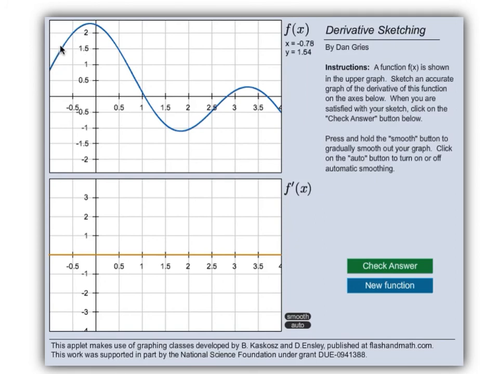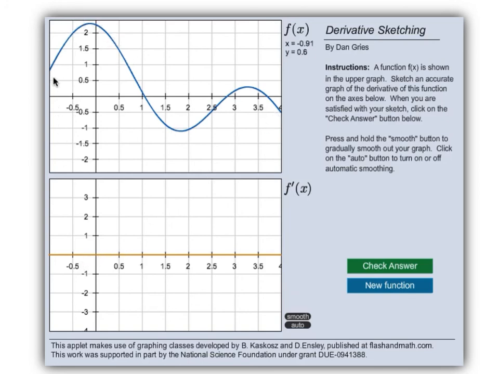So if we look along this graph, some places are pretty easy. It's easy to see that we have positive slope here from about negative 1 to 0. We have negative slope here from 0 all the way over to 1 3/4. Zero slope again, positive, negative. And we want to record that below, but we want to be more precise.